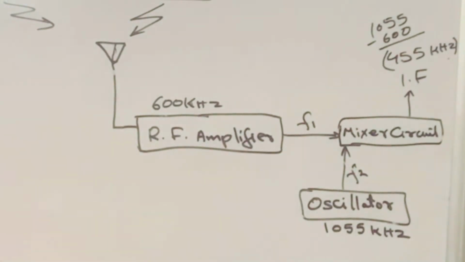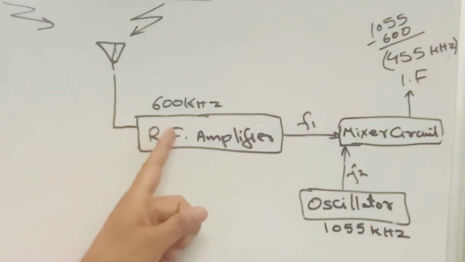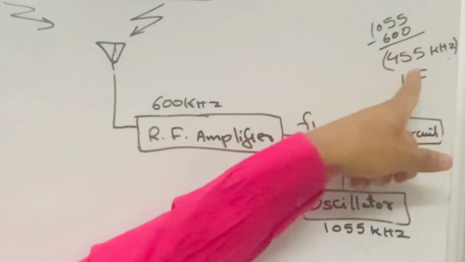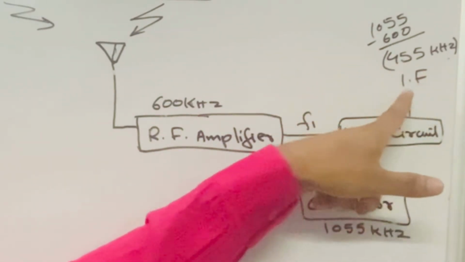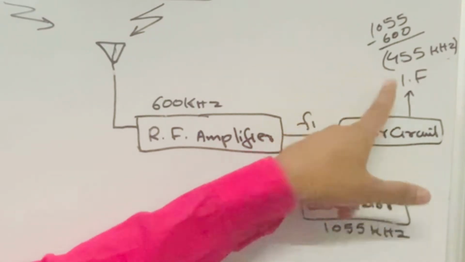That means in the superheterodyne receiver, the high frequency, that is the radio frequency, is converted to a lower frequency by the mixer unit. So as we know, 455 kilohertz has been produced by the mixer unit.